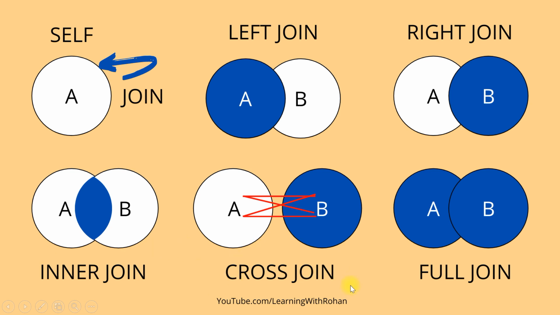And the next join is a cross join, and this is very rarely used, but there are certain scenarios where you want to find out the relationship between these two tables. In this join, what will happen is each record of table A will be joined with each record of table B. So if you have two records in table A and two records in table B, your output of cross join is always four records.